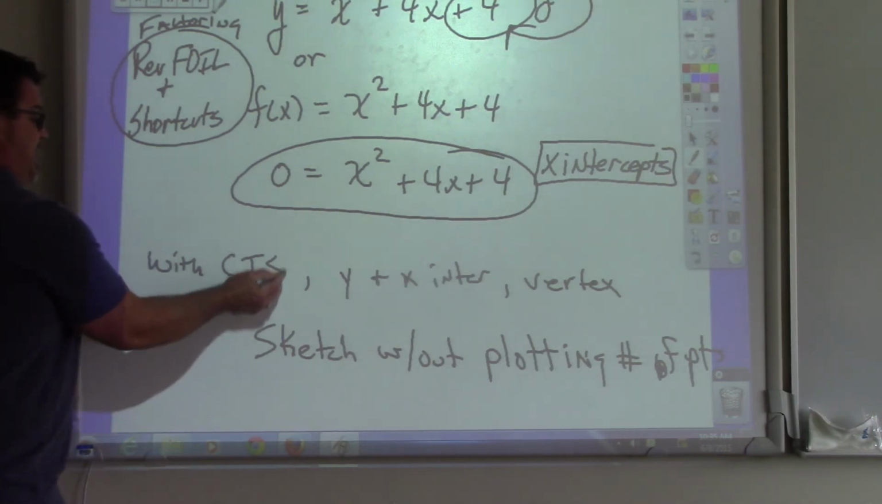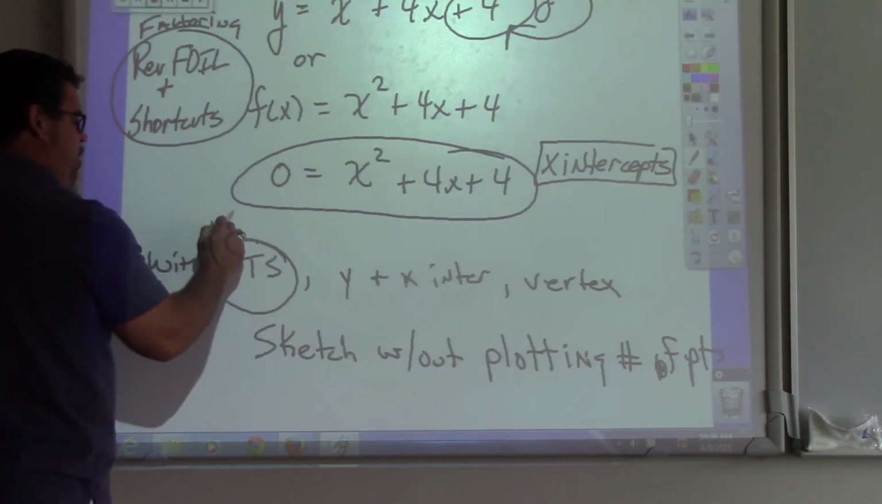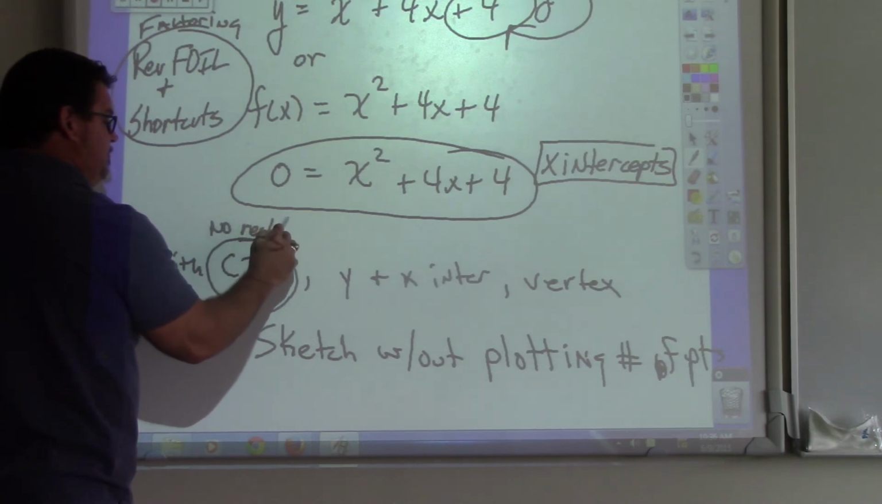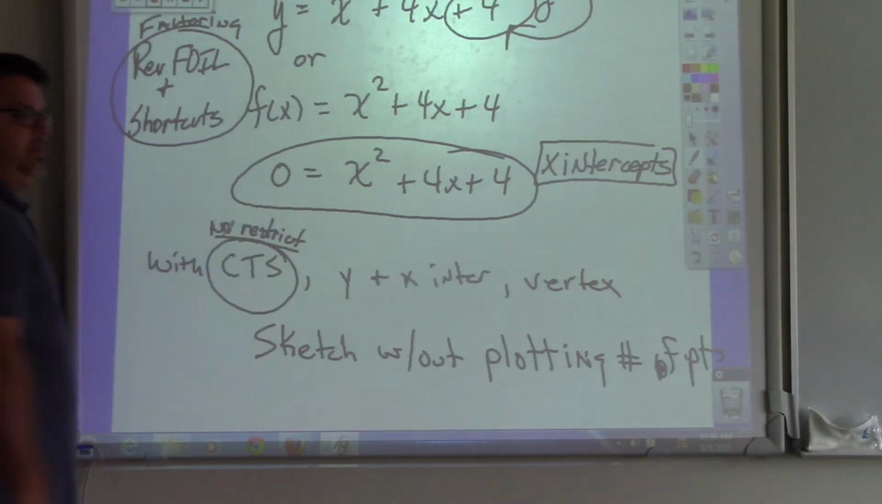No. Completing the square is the granddaddy. Completing the square has no restrictions. It will give you the x-intercept no matter what they throw at you.